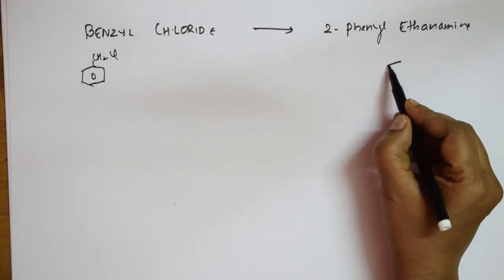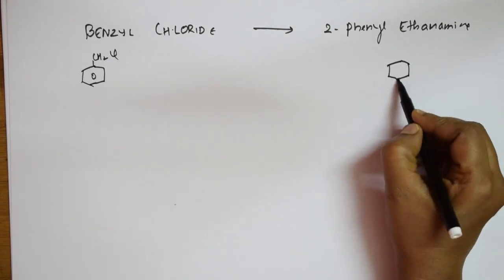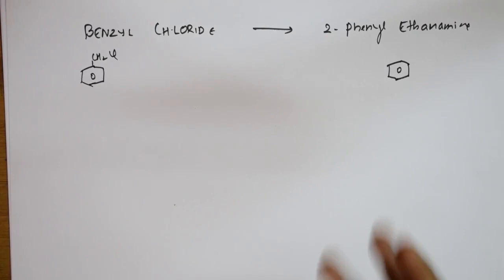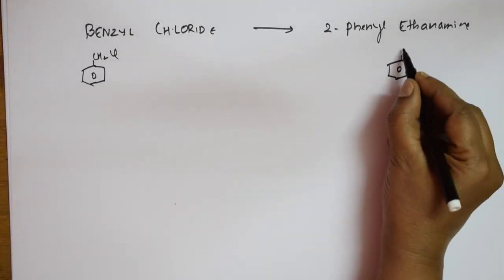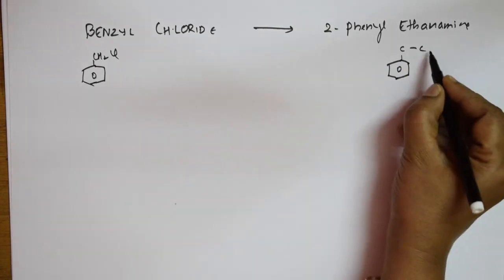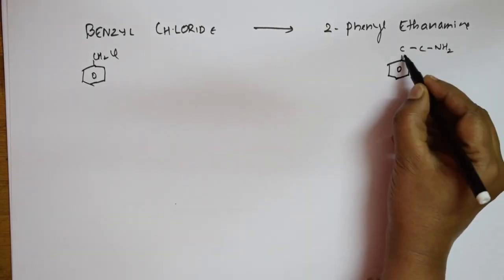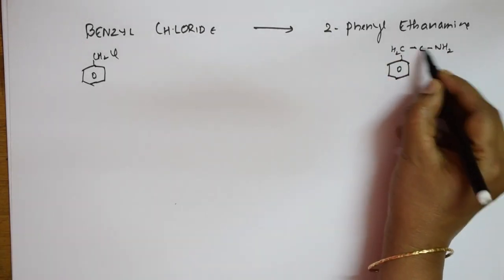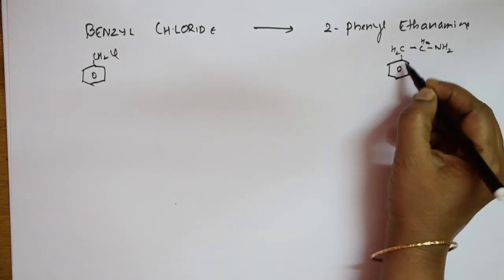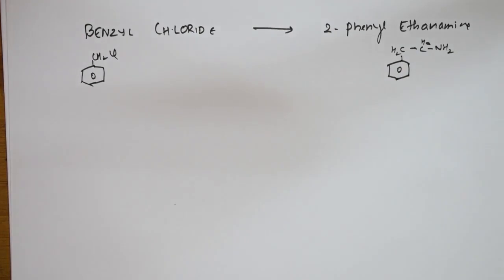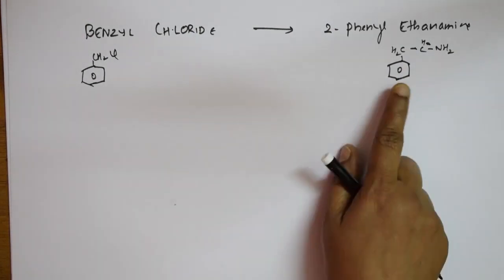So what should I do? I have to take the benzene ring. Now they said 2-phenylethanamine. Eth means 2 carbons. Ethanamine is 2 carbons, 1 and 2. Amine is there already, NH2. So filling the hydrogens: 1, 2, 3, 4, 1, 2. This is 2, the second carbon, 2-phenylethanamine. This is over.